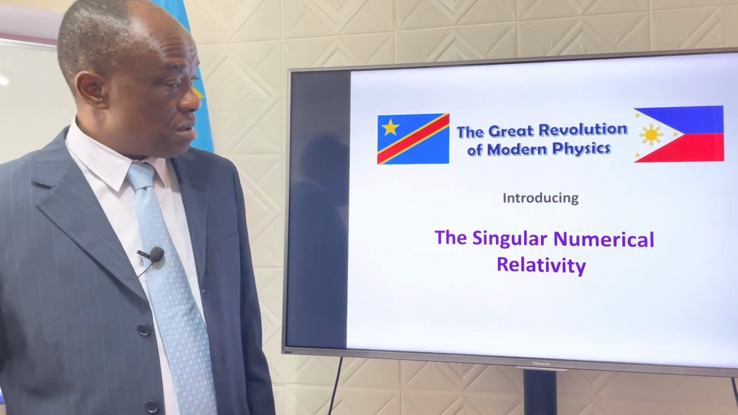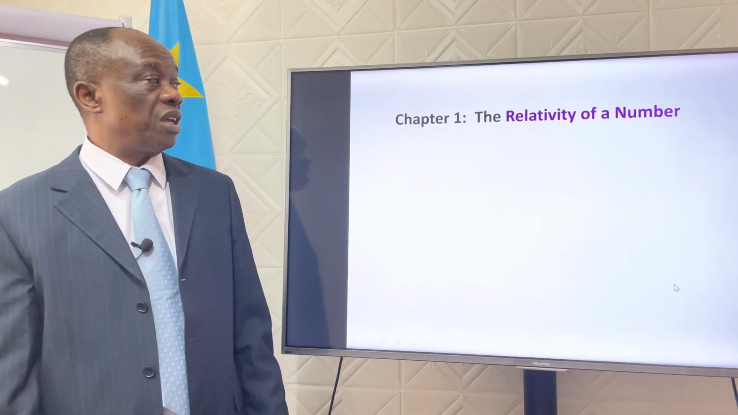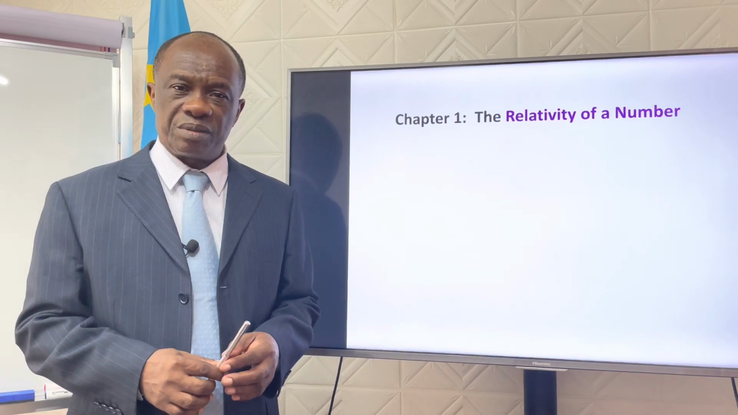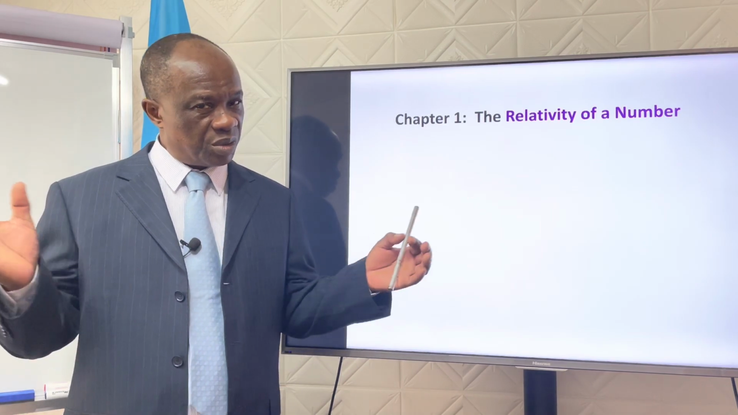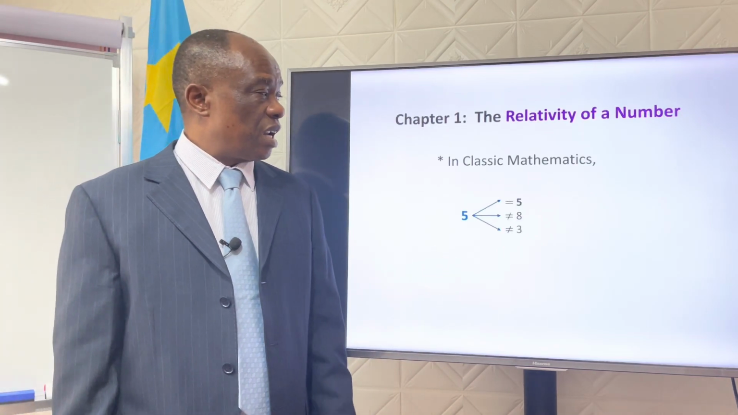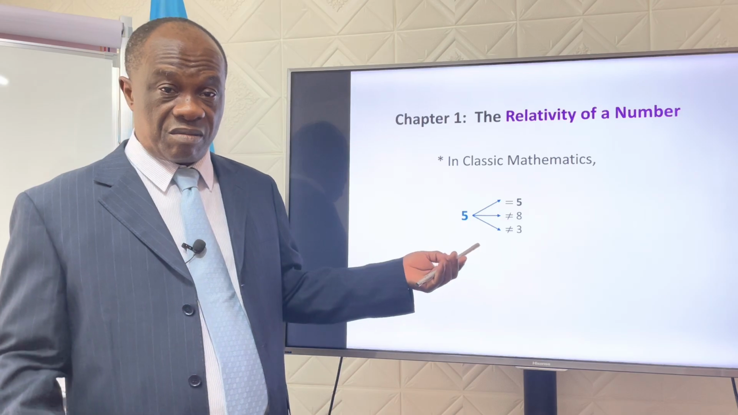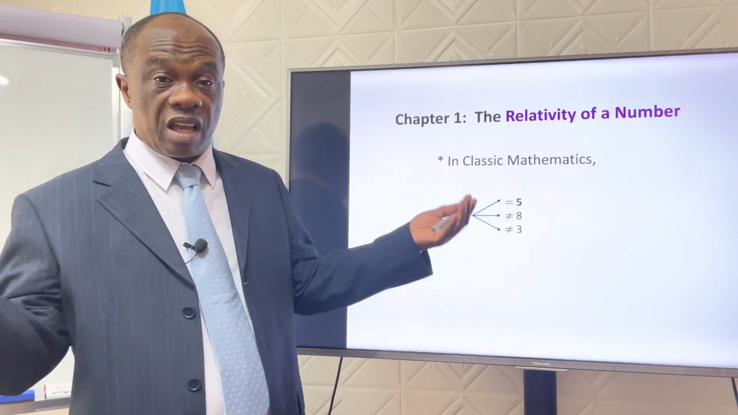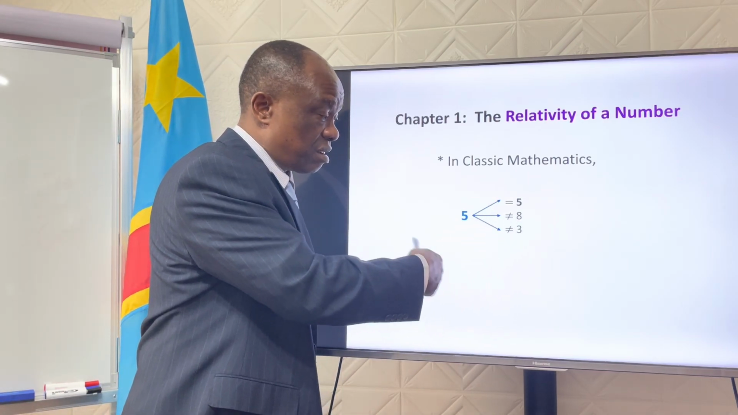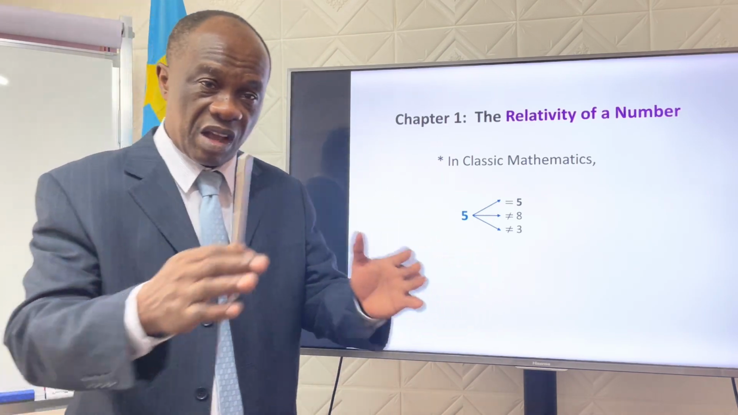So, today we are going to study about the relativity of a number. So what is relative about a number? We don't know. Of course, in classic mathematics, 5 is 5 and nothing else. It cannot be equal to 8, cannot be equal to 3. So 5 is 5, absolutely 5.